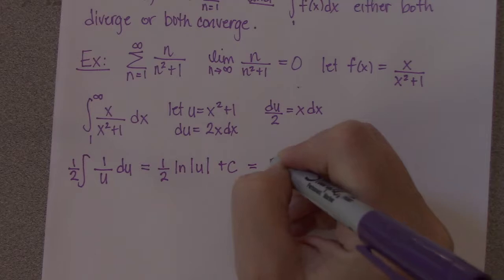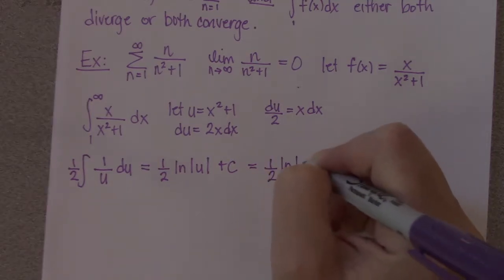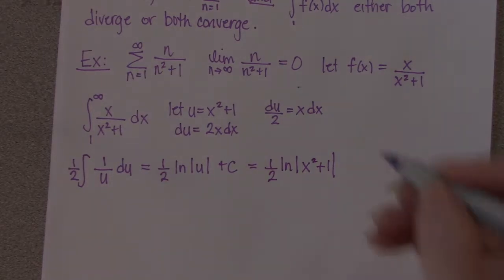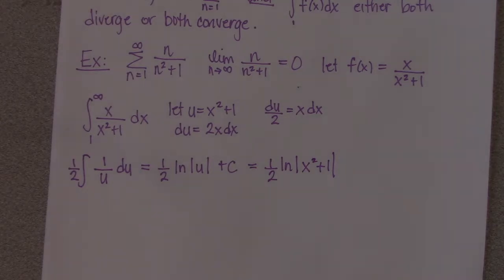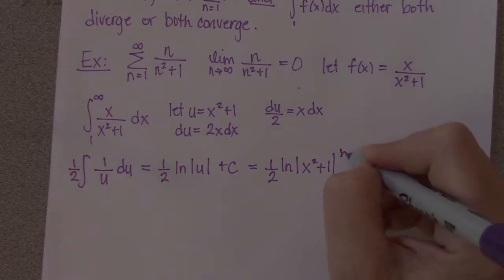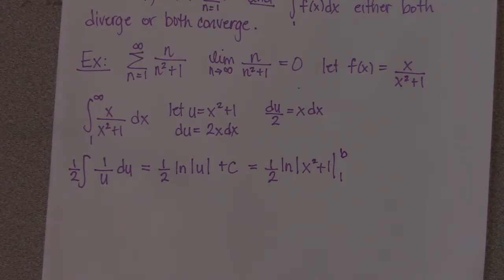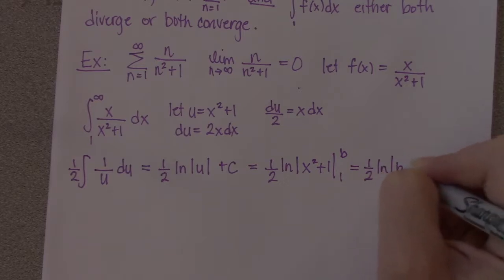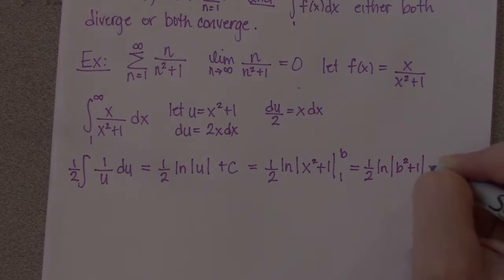Now I need to go back to variable x because that's what we were measuring. So u was x squared plus 1. And I need to evaluate this from 1. Don't put infinity here. Remember, we just name it another letter. And usually we name the guy at the top b and we name the guy at the bottom a if needed, because we always integrate from a to b. Okay? So here are our bounds, and we'll say, well, this is 1/2 the natural log of b squared plus 1 minus 1/2 the natural log of 2.